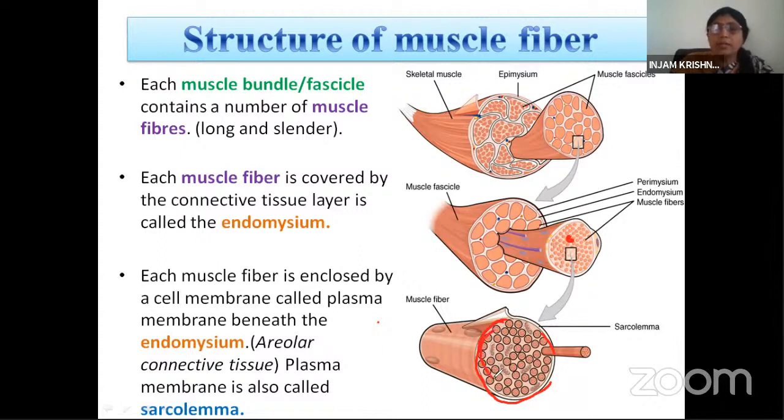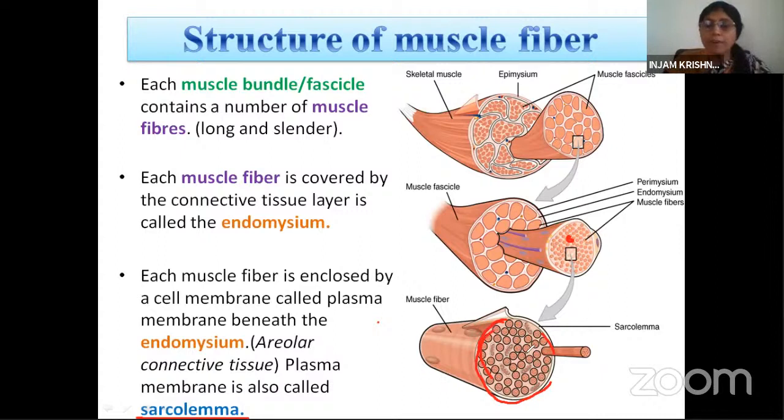Beneath the endomysium, another layer is there: the plasma membrane. This is the muscle fiber. Once again, this is the entire skeletal muscle. We have taken out the muscle fascicle. One muscle fascicle contains muscle fibers. If you take out one muscle fiber, actually the muscle cell is the muscle fiber. This muscle cell is covered by one layer of areolar connective tissue. That layer is called endomysium. Beneath the endomysium, there is a plasma membrane. All of us know that each and every cell has a plasma membrane made up of proteins and lipids. Here also the plasma membrane is there beneath the endomysium. But this plasma membrane is called sarcolemma.